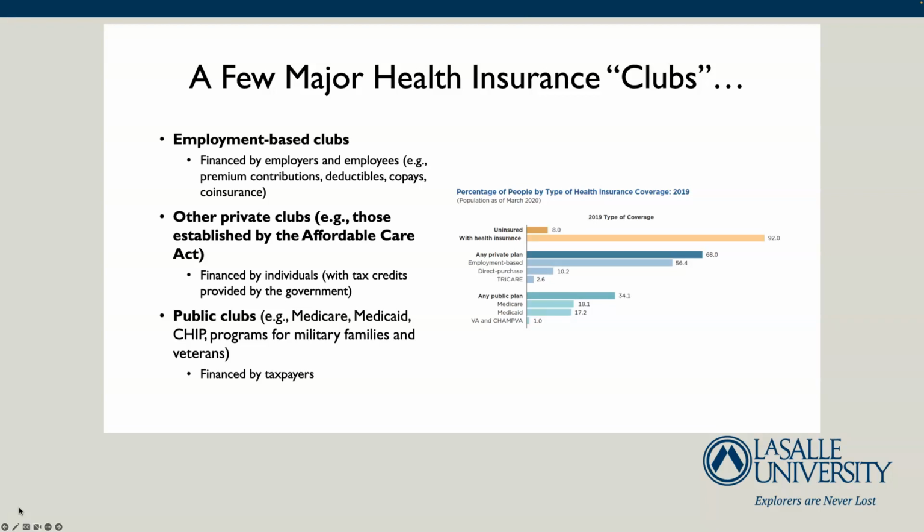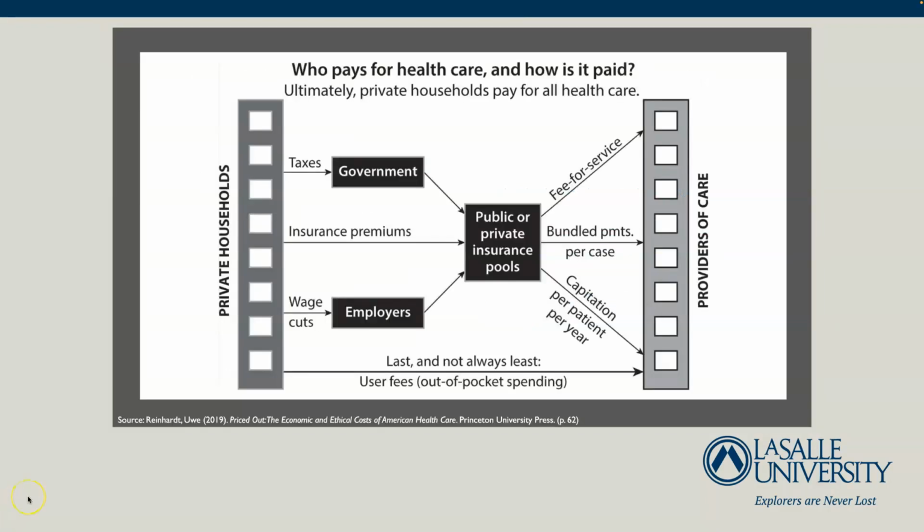or underinsured. And this dovetails nicely with what's presented by Uwe Reinhardt in his text, looking at how healthcare is ultimately financed, whether that's through taxes that are collected by the government or through insurance premiums paid by employers and employees, or whether it's through implicit wage cuts for employers as well. This is how we're pooling all of these funds, which then go to reimburse providers of care.